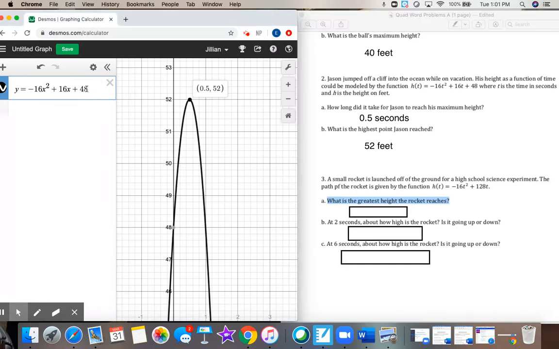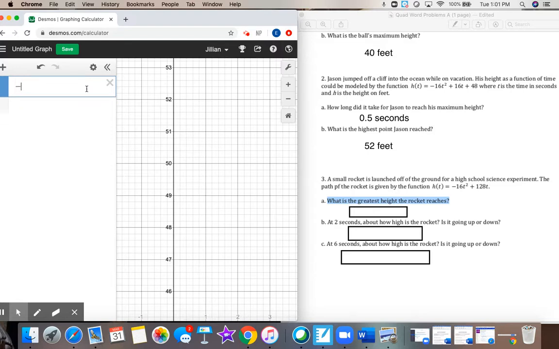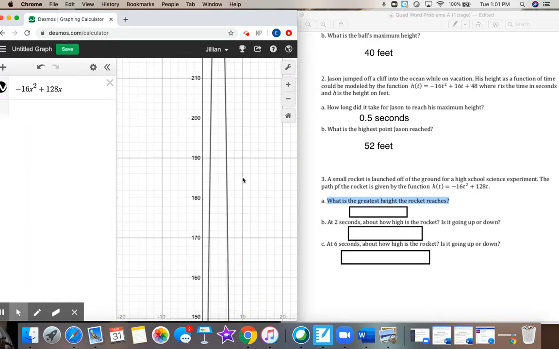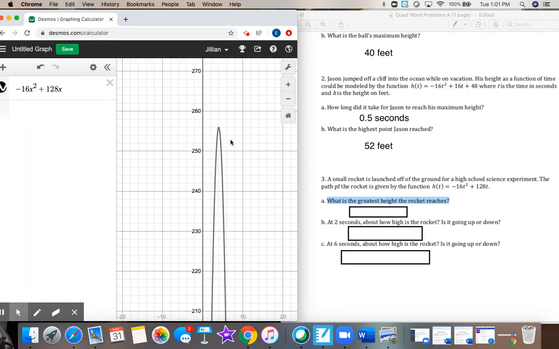So we're going to come over here and find our vertex. Negative 16x squared plus 128x. Got to zoom out a little bit. We're going to go all the way up here until we find our vertex. We're going to click on that, and it shows us that it's at the point 4, 256.